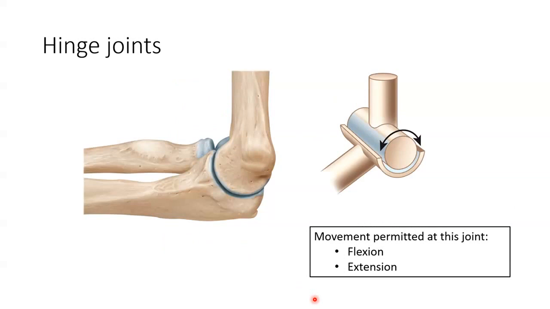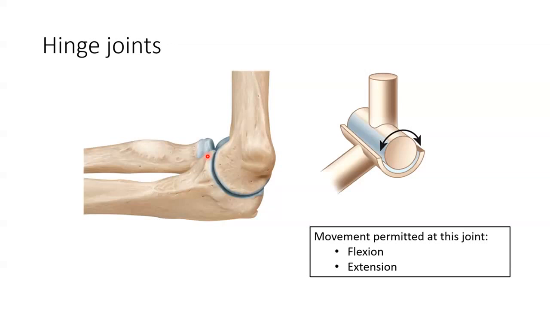In a hinge joint, the convex surface of one bone fits into the concave surface of another. So a convex surface is this part here that kind of sticks out. The concave surface is the part that curves in. As the name implies, a hinge joint produces an angular opening and closing motion like that of a hinged door.